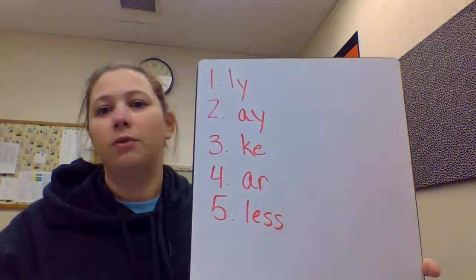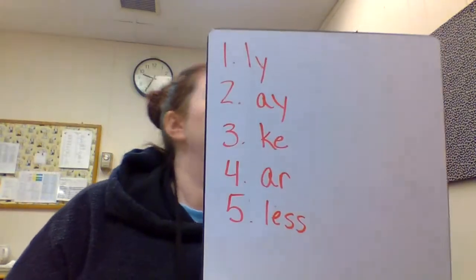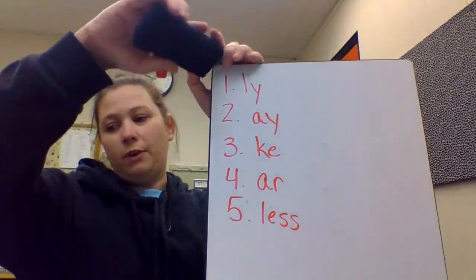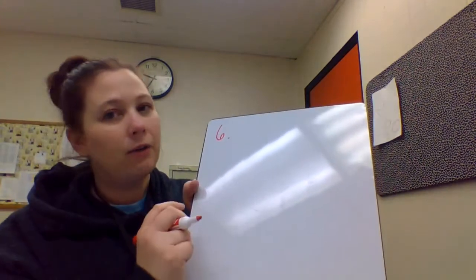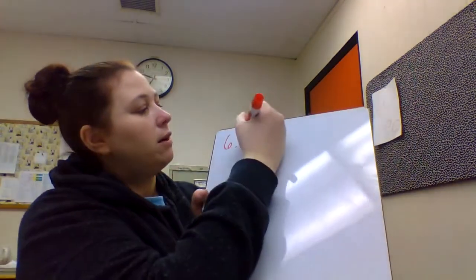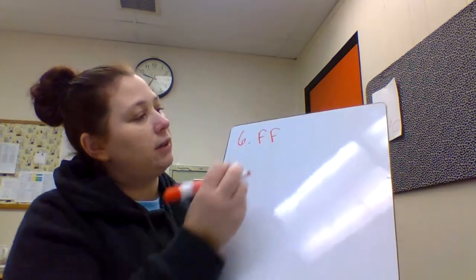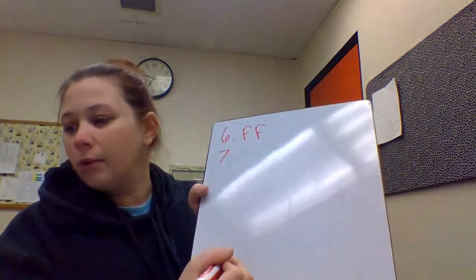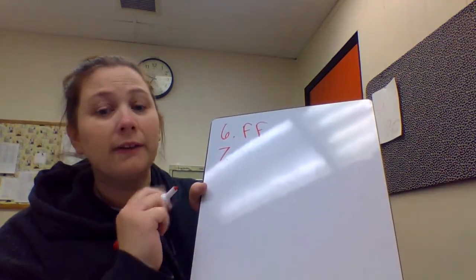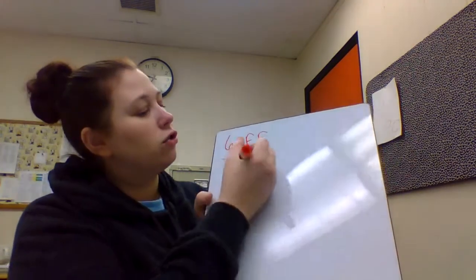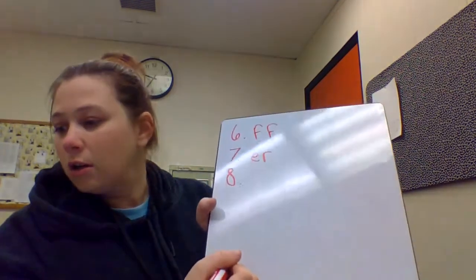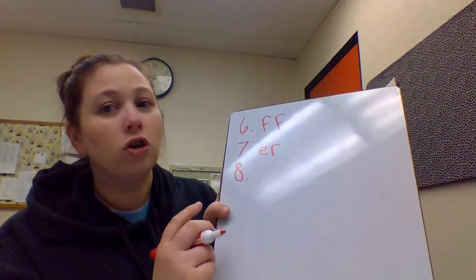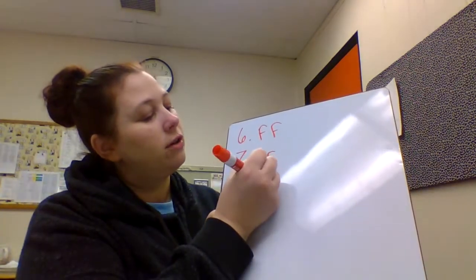Go ahead and make sure you have these written down, and I'm going to erase them. We're going to move on to the next 5. All right, number 6 is the final sound in stuff. It's 2 F's in stuff. Number 7, the medial sound, so the middle sound in term. That's that combination ER. Number 8, the final sound in shook. Shook. That's just K.